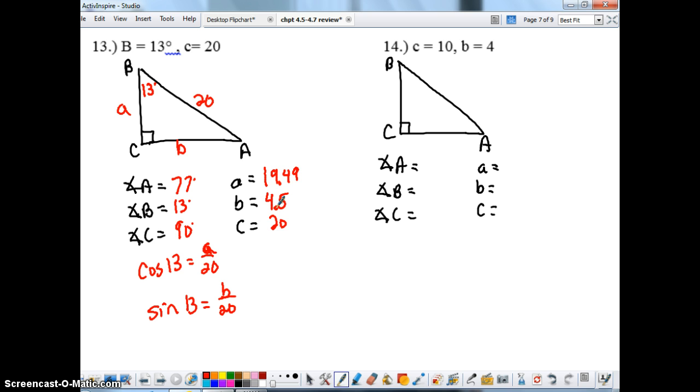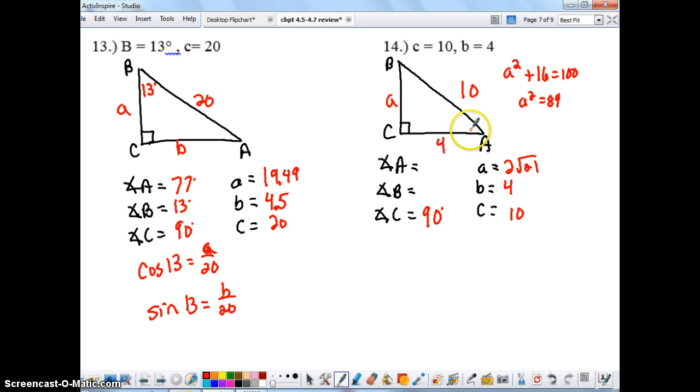Last one, number 14, gives us little c is 10, little b is 4, so I'm looking for little a. Obviously, we have angle C is 90 degrees. All right, so let me fill these in. That's 10. This is 4. We're going to use Pythagorean theorem for this one. So a squared plus 16 is equal to 100. Subtract, a squared is equal to 84. This one does break down to be 2 root 21.